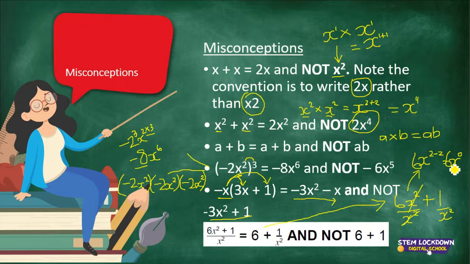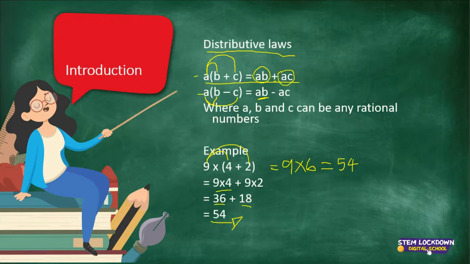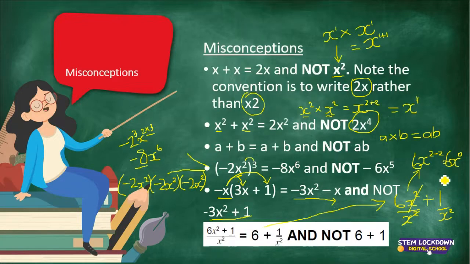Let me go back to here. It is a base raised to the power 0. Any value or any variable raised to the power 0, answer is 1. So in this case, you'll have 6 times 1, which is 6. So there's your 6 by itself there, plus 1 over x squared. I think for now everything is simple.